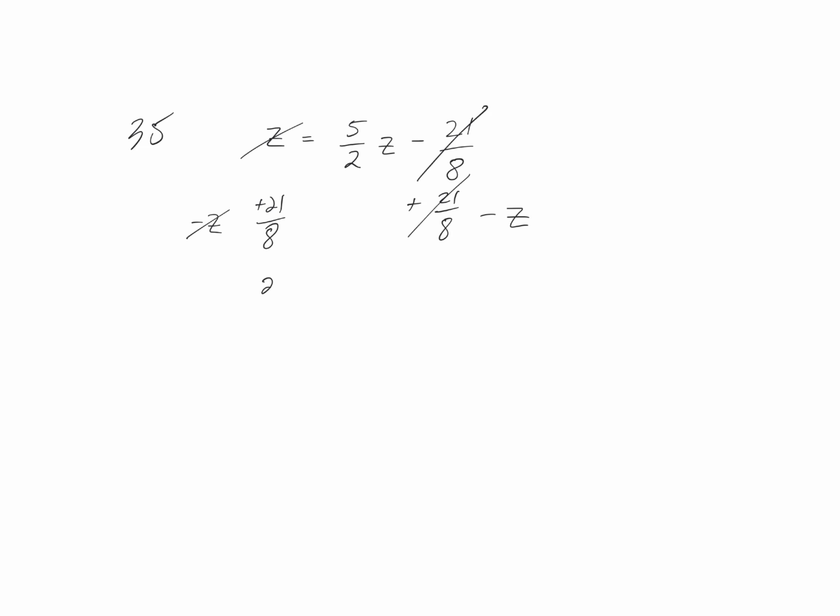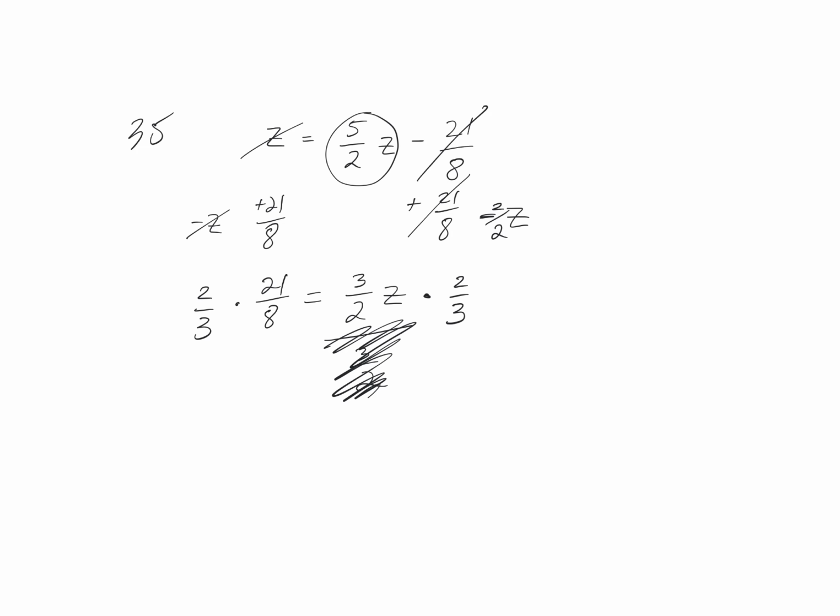So on the left side I have 21/8, and on the right side I have 5/2 z minus 2/2 z, which is just 1z. So 2/2 z taken away from 5/2 z equals 3/2 z. And then to solve for z, I could divide by 3/2. But that gets kind of messy, so I'm actually not going to do that. Instead, I'm going to multiply by the reciprocal of 3/2, which is 2/3, times 2/3. 3 cancels 3, 2 cancels the 2. You have z by itself, so z equals this product.